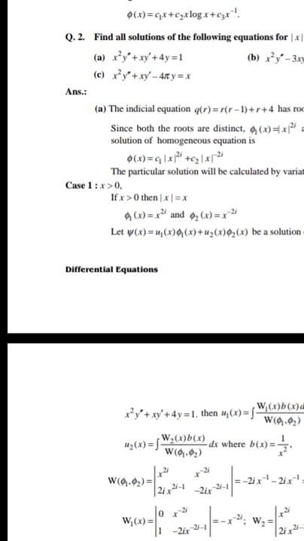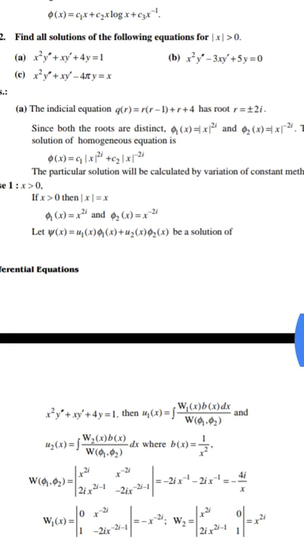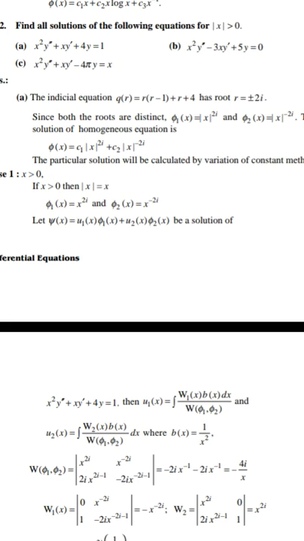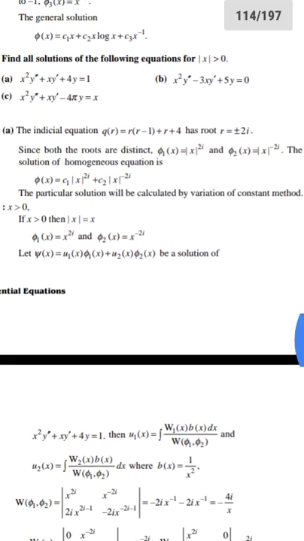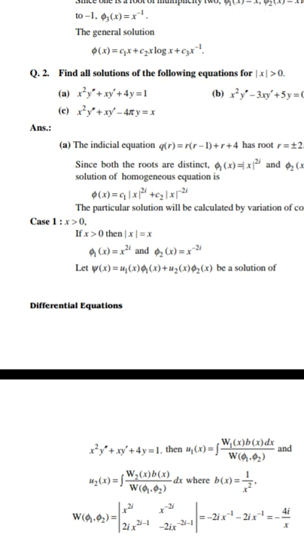The general solution of the homogeneous equation is phi 1 of x equal to c1 modulus of x raised to 2i plus c2 modulus of x raised to minus 2i. The particular solution will be calculated by the variation of constants method. Case first, x greater than 0.